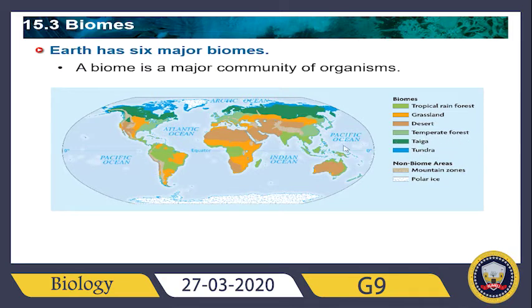Temperate forests, lighter green. Temperate forests you'll find in Europe and Europe-like climate. Taiga. I will explain the taiga later. And we have tundra. You'll find it in cold areas. Non-biome areas: mountain zones and polar ice.